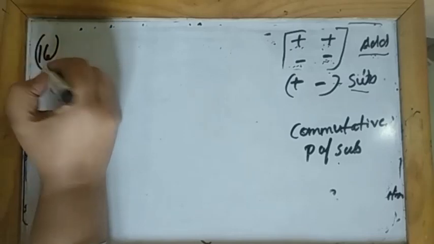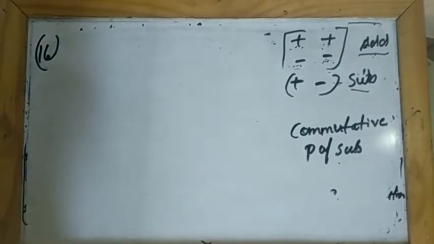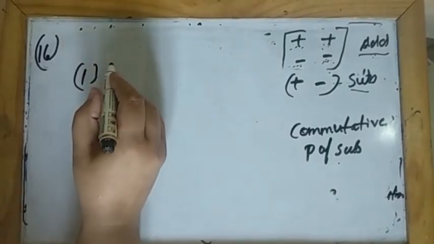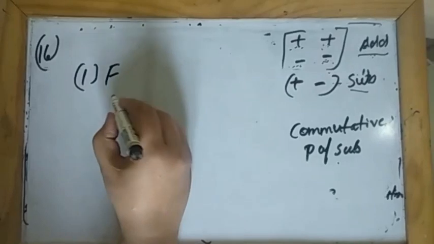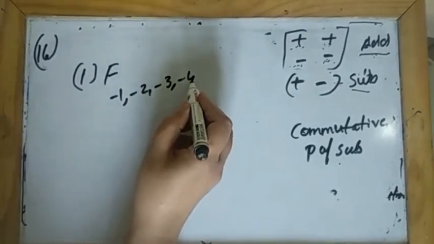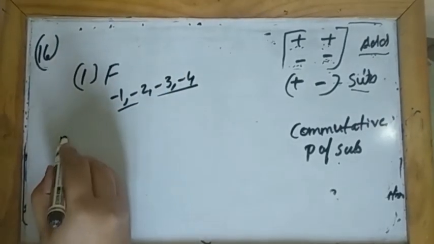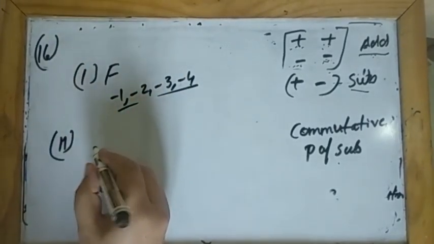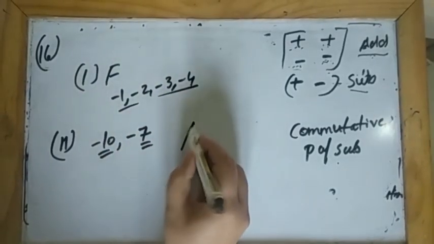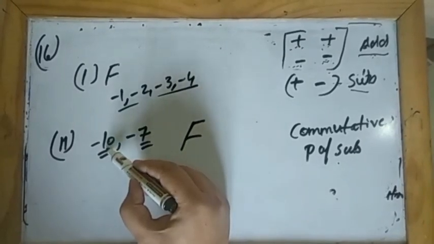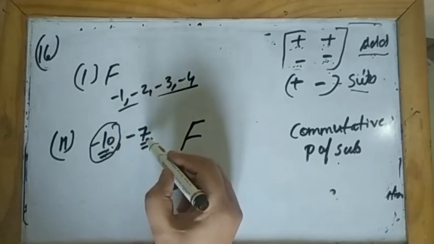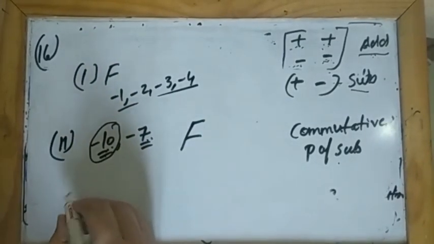So now come to the 16th question. For each of the following statements, write true or false. The smallest integer is 0. It's false because the negative numbers are smaller than 0. So it's not 0 which is the smallest integer, the negative integers are smaller than 0. -10 is greater than -7. They are saying -10 is greater than -7. So this is false because as the negative numbers increase, their value decreases.